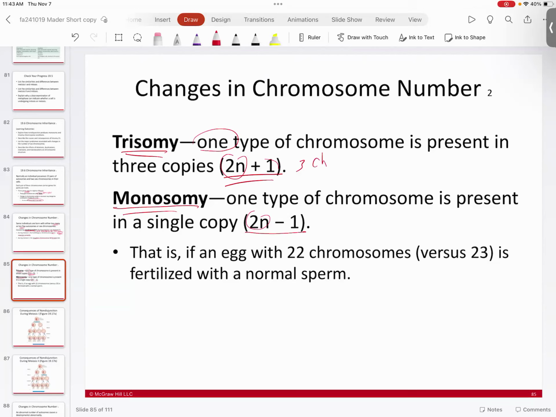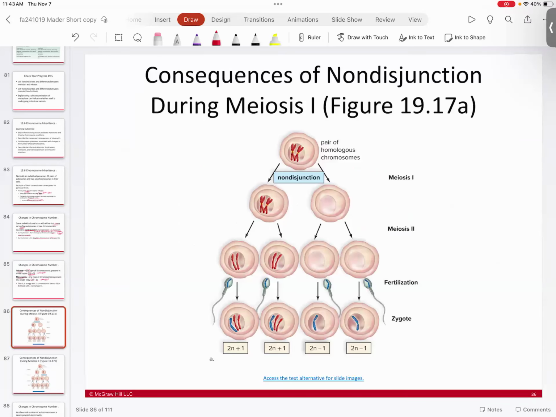So this is 3 chromosomes, that's why we call it trisomy. And this is 1 chromosome, that's why we call it monosomy. So ultimately, if we have 22 chromosomes, then in a 2n plus 1, that means we will have 23 chromosomes. That's without considering the sex chromosomes. And it's kind of what it looks like.